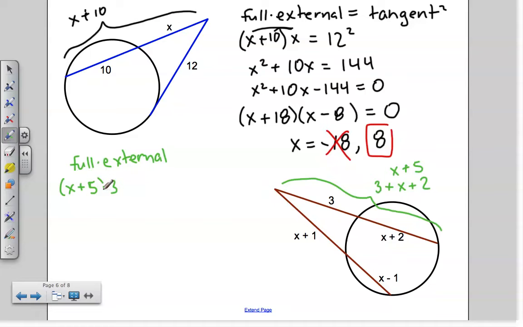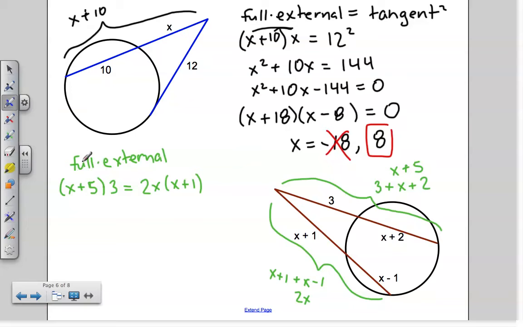Quantity, put in parentheses, x plus 5 whole thing times 3, equals, I need the full length here, which I would take these two parts and add them together. So x plus 1 plus x minus 1. Let's simplify, combine like terms here. x plus x is 2x. Oh, positive 1, negative 1 is nothing. I guess the full length is 2x times the external. And for this one, the external part is x plus 1. And since I'm multiplying by a quantity, because there's an addition there, I'm going to put in parentheses right away.